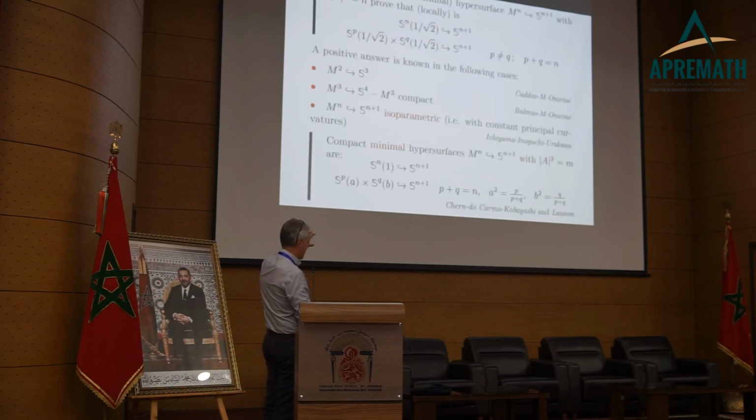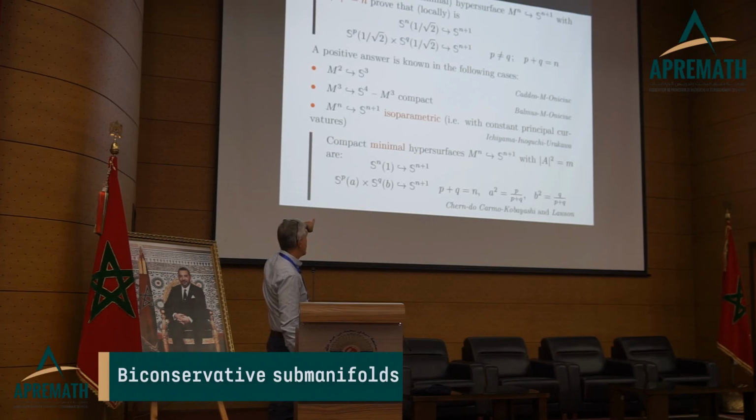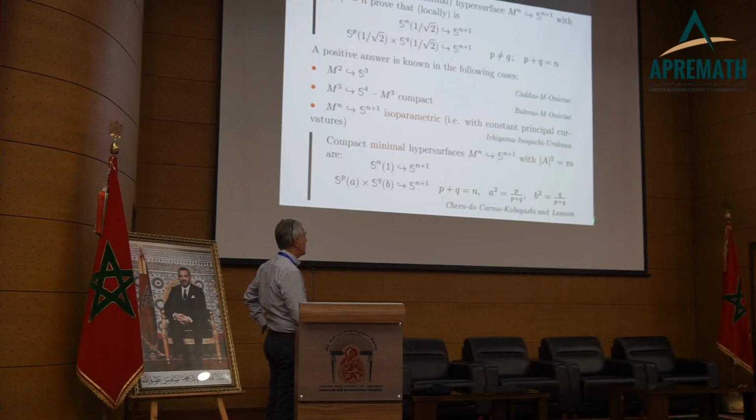What is important is that the minimal version is well known. So if you change CMC, not minimal, not constant, if you change CMC with minimal, this is the famous theorem of Chern, do Carmo, Kobayashi, and Lawson. So in the minimal case, a hypersurface in the sphere such that the norm squared of the shape operator is, oh sorry, this one should be n, it is a mistake, it is n, then we know that you are only in those two cases. But in general, if you move to this one here, there is nothing known.